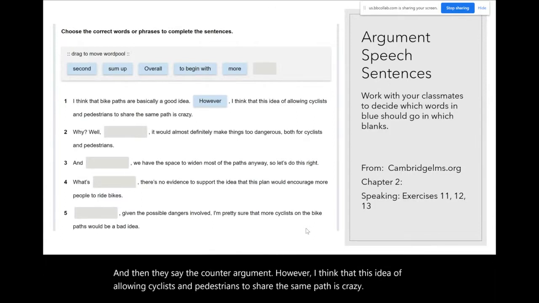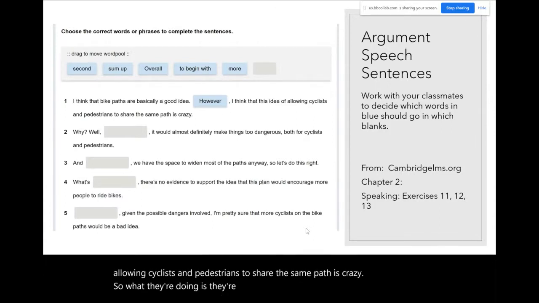So what they're doing is they're showing you, yes, the bike path is good to have, but not the bicycle riders and pedestrians, who are people that walk on the sidewalk. We can't have them on the same path. That's not good.